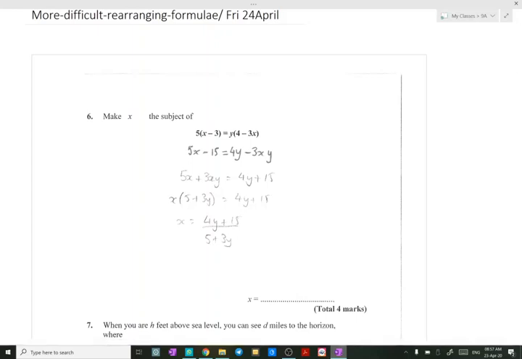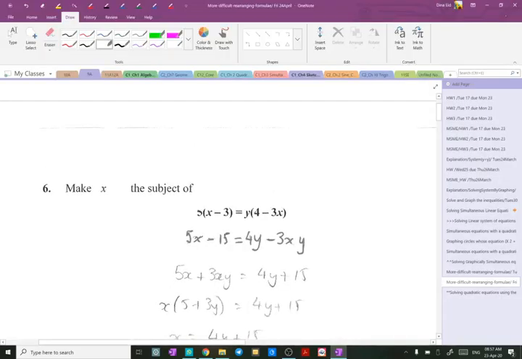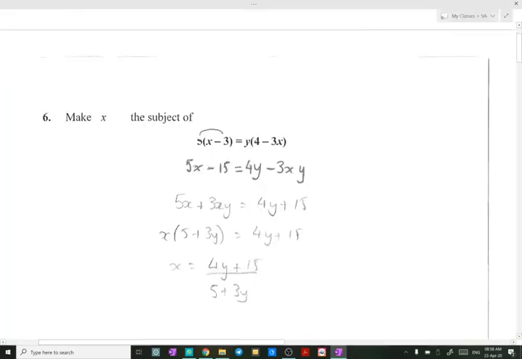In number 6, we're going to discuss and solve more difficult rearranging formulae. Make x the subject of the equation. So in order to make x the subject, we need first to expand. So we expand 5 times x, as you can see here, it's 5x minus 15 is equal to 4y minus 3xy.